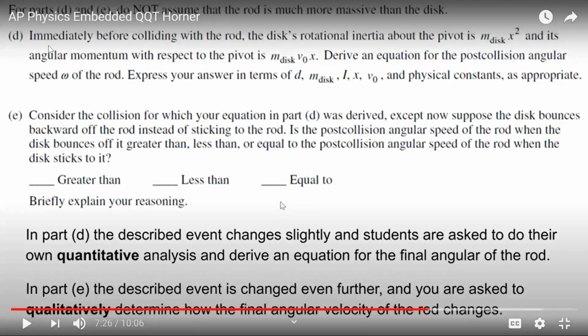So if we're looking at D here, immediately before colliding with the rod, the disk's rotational inertia about the pivot is m disk x squared. That's rotational inertia, right? Where it would be r squared, but it's the distance along that pivot arm. And its angular momentum with respect to the pivot is m v initial times x, where v initial is the direction of that initial velocity. So derive an equation for the post-collision angular speed. Express your answers in terms of these variables.